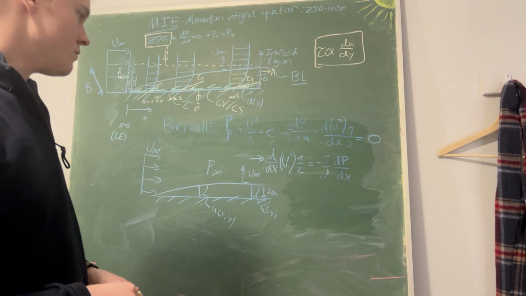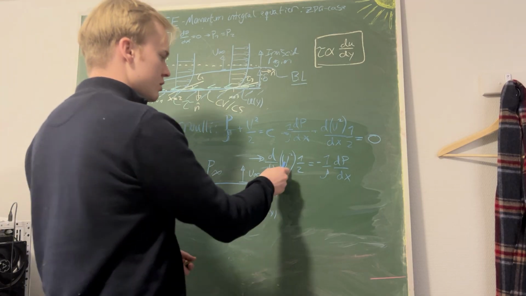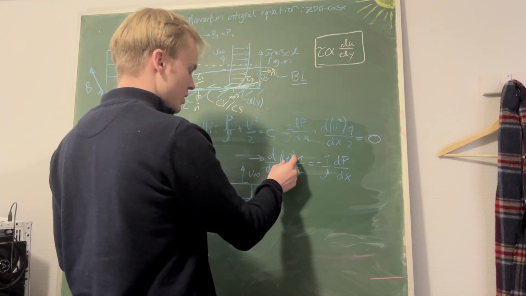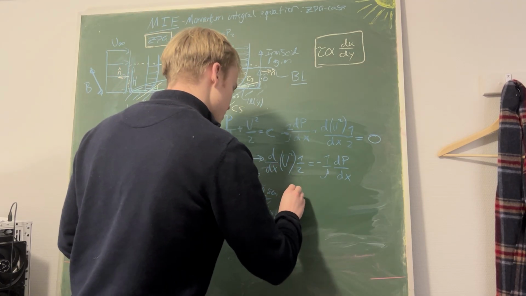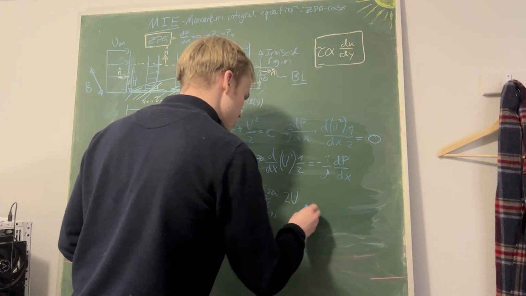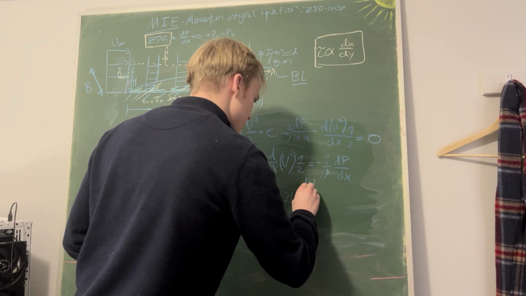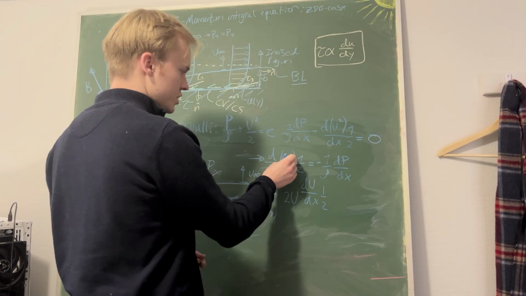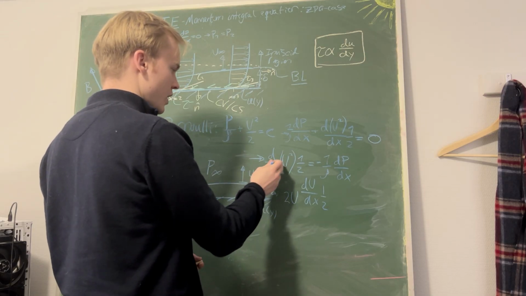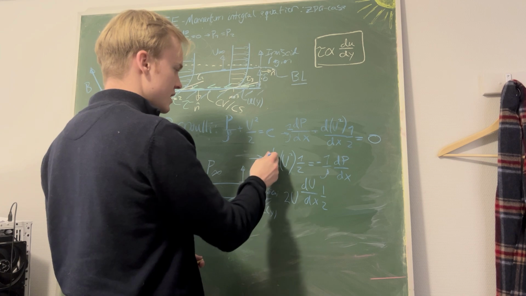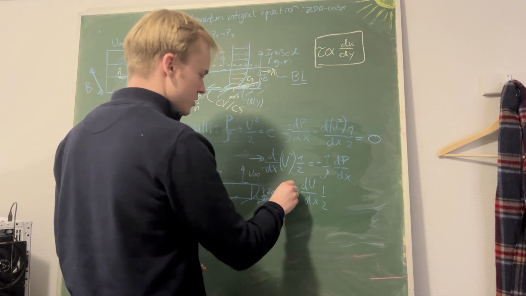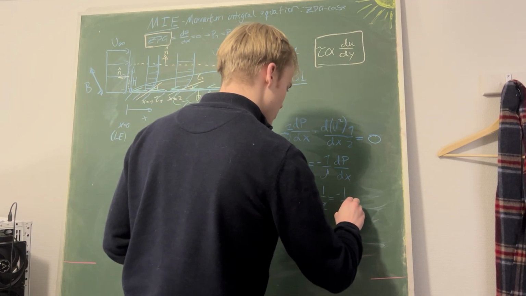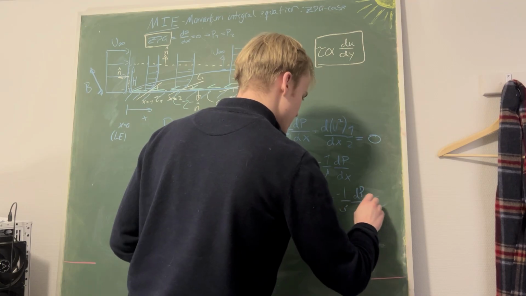Okay, then we have that. Here we need to apply the chain rule. When we differentiate this, it's going to be 2u du/dx times 1/2, because we use the chain rule, the 2 goes down. So the 2 cancels the 1/2, and this is still equal to minus 1 over rho dp/dx.